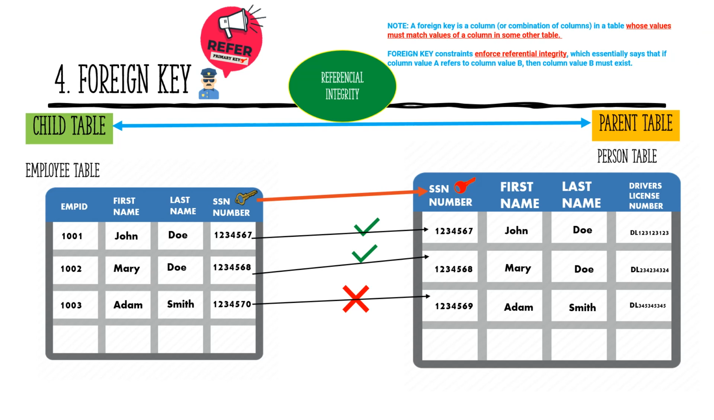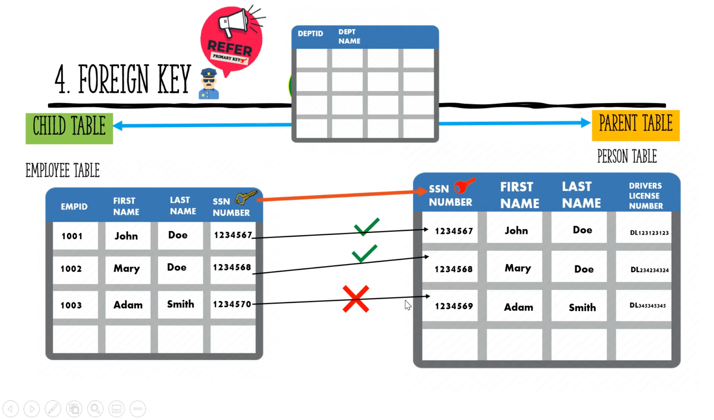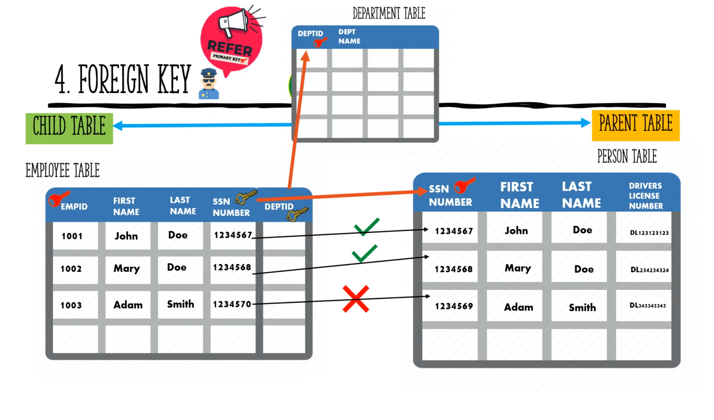So here's a note for us. A foreign key is a column or combination of columns in a table whose values must match values of a column in some other table. The foreign key constraint enforces referential integrity, which essentially says that if a column value A refers to a column value B, then column value B must exist. Here we can also have our own primary key on this table, and also add another foreign key to our employee table, and this foreign key can reference another table. So you can have n number of foreign keys in your table.